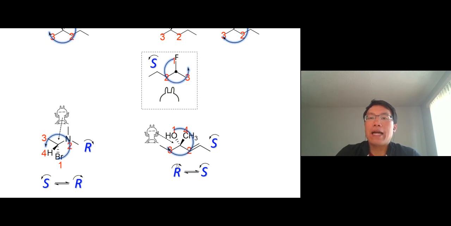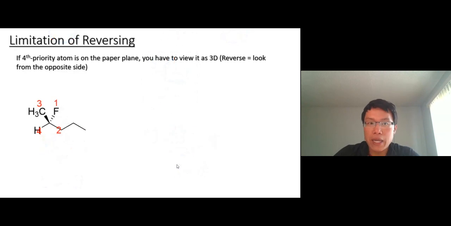is just the process of going backward, going to the back of the molecule and looking at the molecule. That's the same thing there. You can flip it from the front. But one thing you have to be cautious of when using the reversing tip: if the 4th priority is in the plane of the paper, not pointing to the front, not pointing to the back, flipping doesn't work. Do you know why?